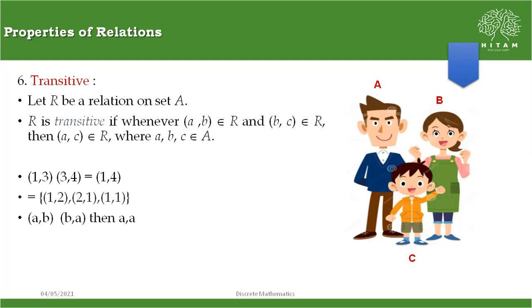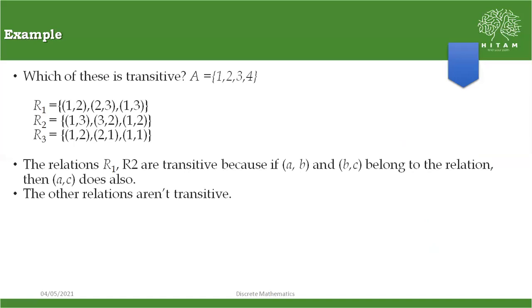Another example. Okay, guys, please observe everyone. And (A,C), (C,B), then (A,B). Everyone please observe. Which of these is a transitive relation?